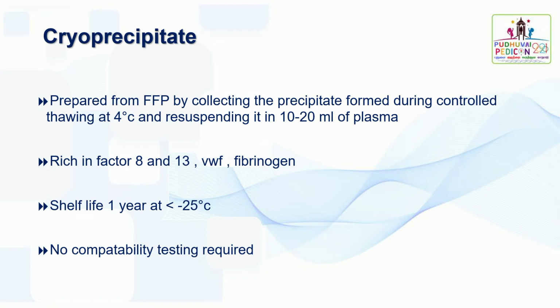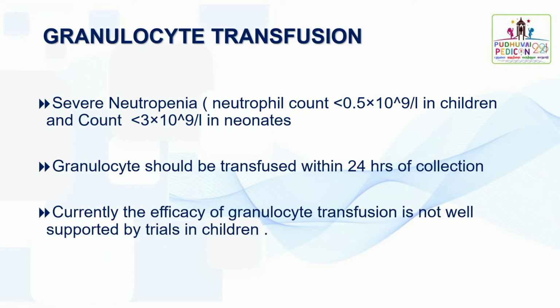Coming on to cryoprecipitate, it is prepared from fresh frozen plasma by collecting the precipitate formed during controlled thawing at 4 degrees centigrade and resuspending it in 10 to 20 ml of plasma. It is rich in factor 8, factor 13, von Willebrand factor, and fibrinogen. It has a shelf life of around 1 year, and no compatibility testing is needed. It is useful in afibrinogenemia, dysfibrinogenemia, hypofibrinogenemia, von Willebrand disease, and also specific factor 13 and 8 deficiency.